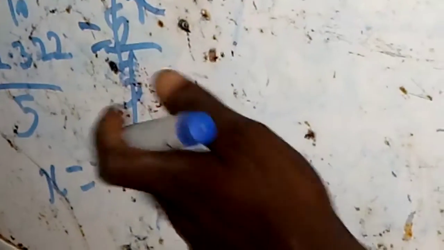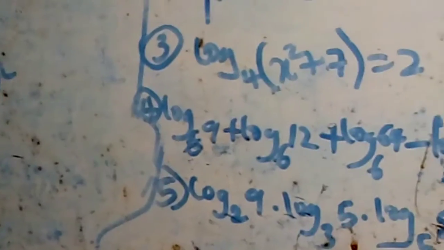So you divide both sides by 5, that's the coefficient of x, in order to look for our x. So when we divide this, it will now be x equals to 0.4644. Final answer.